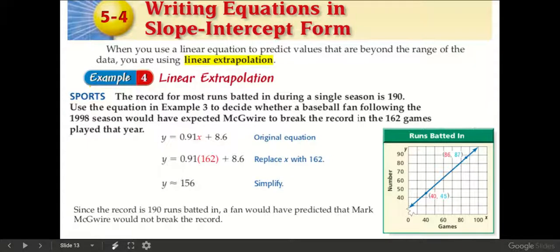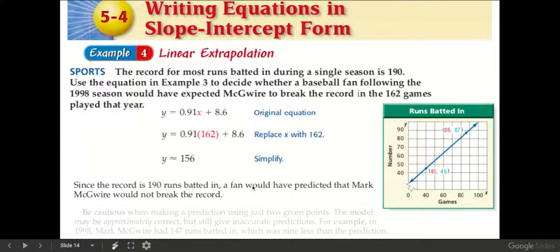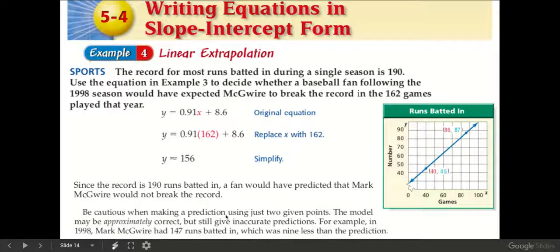Now, one last little note here. You want to be cautious when making a prediction, because that's what it is, just a prediction. This model is only approximately correct, but it still gives useful predictions. For example, in 1998, the season they're talking about here, Mark McGwire had 147 runs batted in by the time the season was over, which is actually 9 less than the prediction. But I have to say, it's still a pretty good prediction. It still predicted that he wouldn't break the record.